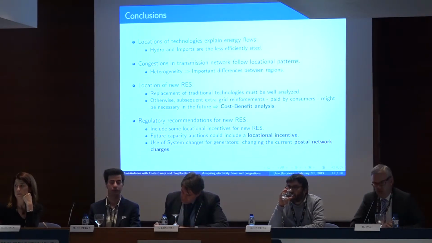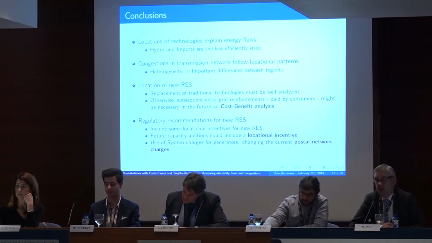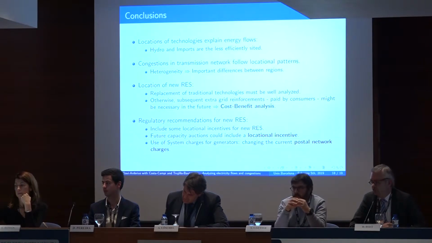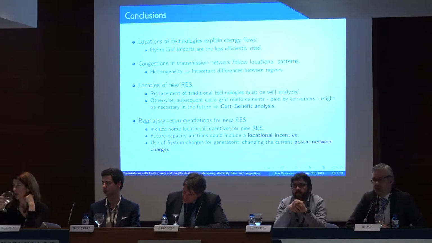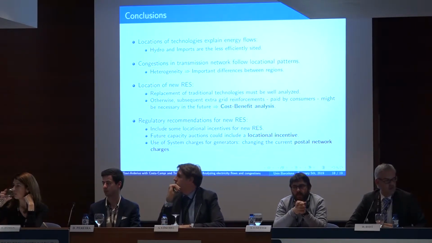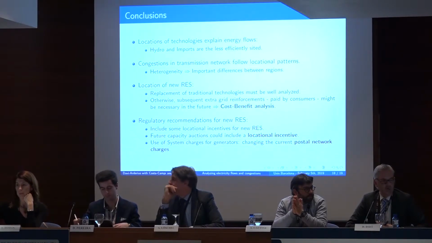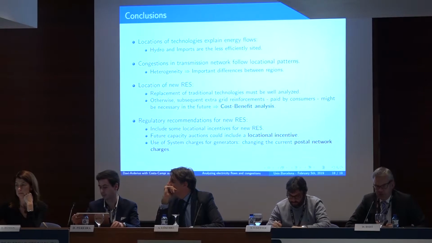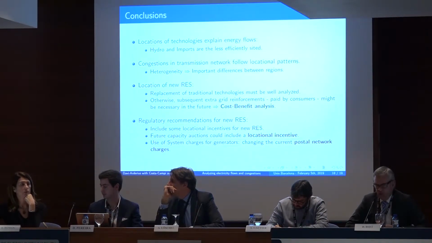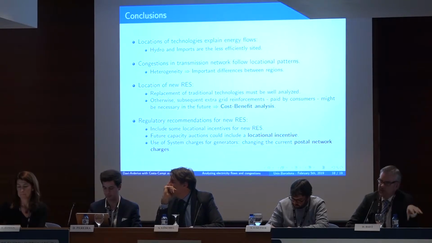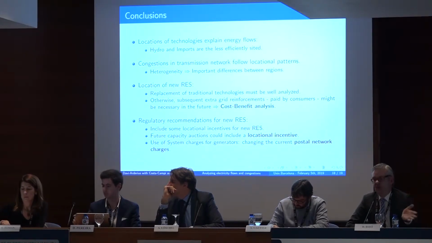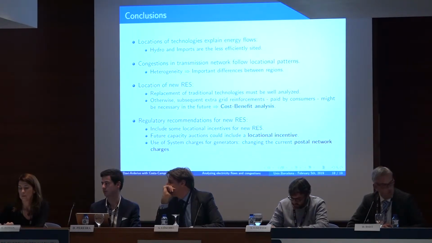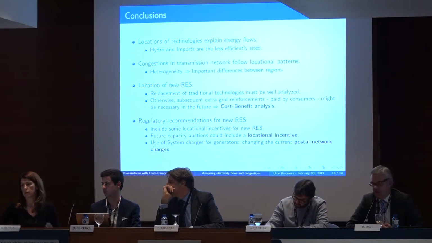So let's look at the conclusions of this paper. The first one is that locations of technologies explain flows, as we have seen, and the flows, which are congestions, follow locational patterns. So they are concentrated in some specific areas. Therefore, when we have to locate new renewables, we must analyze in detail where we connect these new plants, because nowadays we have plants located in some areas, I'm thinking of coal and nuclear plants, and if new capacity is not located in the same location, we could modify those congestions, which could imply building more grids, which in the end represents an extra cost for consumers. So otherwise, we need planning and a deep cost-benefit analysis.